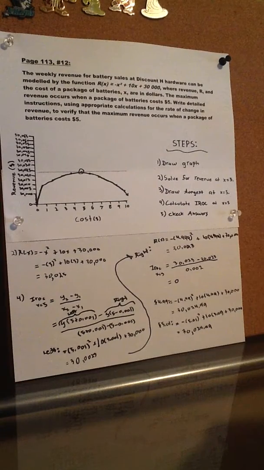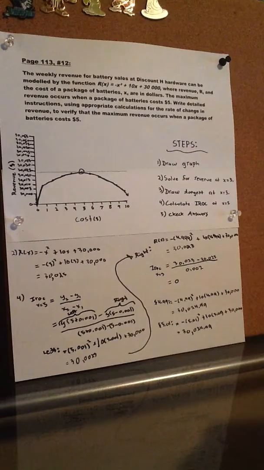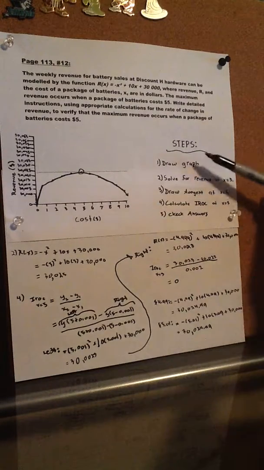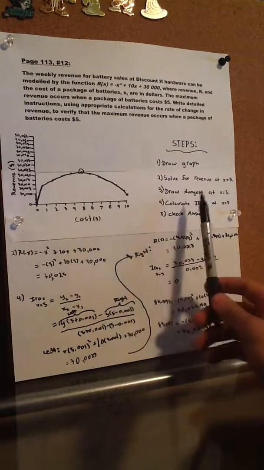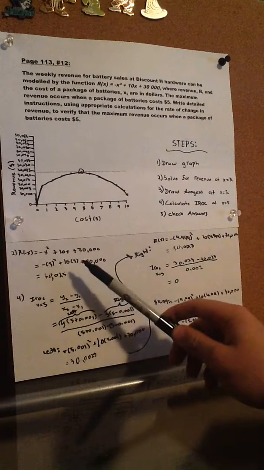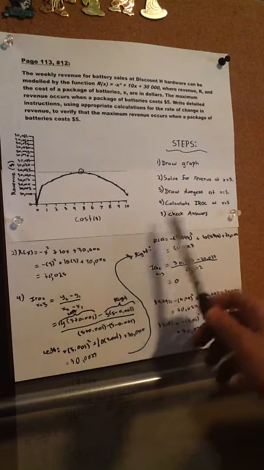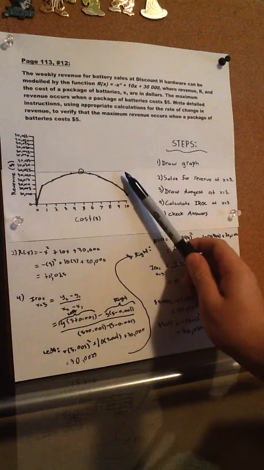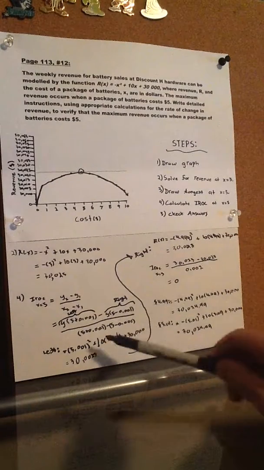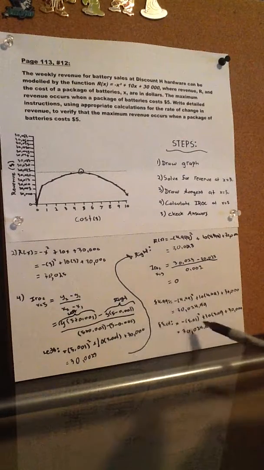This type of problem may be relevant in a business marketing career where managers must find ways to maximize revenues as well as profits. So just to quickly recap the 5 steps involved. First, draw a graph. 2, solve for revenue when x equals 5. 3, draw a tangent line at x equals 5. 4, calculate IROC at x equals 5. And 5, check your answers.